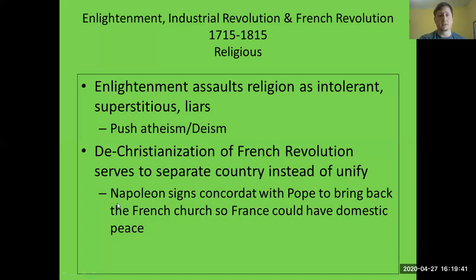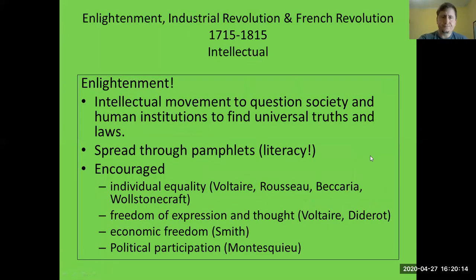And you see it again when Napoleon comes to power. He signs a concordat, an agreement with the Pope to bring back the French Catholic Church, and it helps to bring peace within the borders of France and bring an end to the Civil War that was at least in part caused because of de-Christianization. And so, as much as we talk about religion faltering during this time period, we really mean that religion is being attacked, but the broader population is not moving away from Christianity by any means.